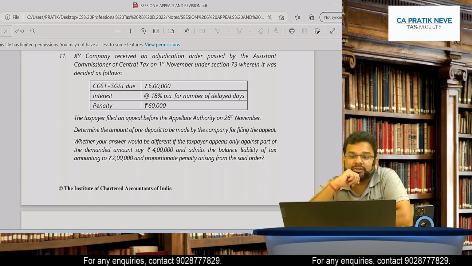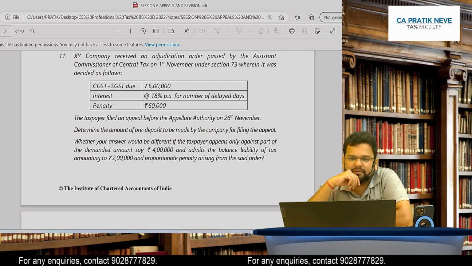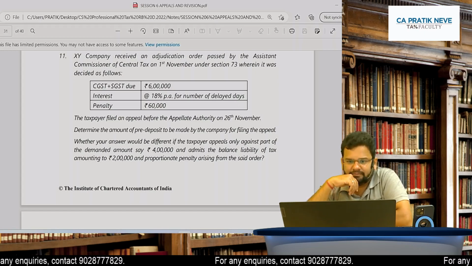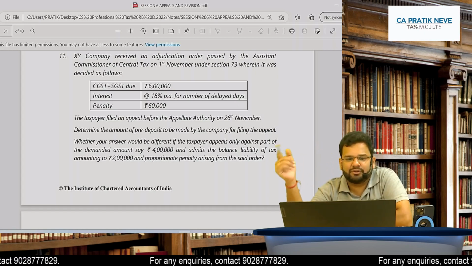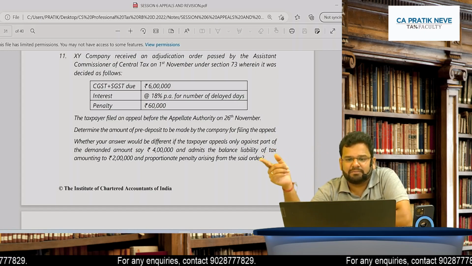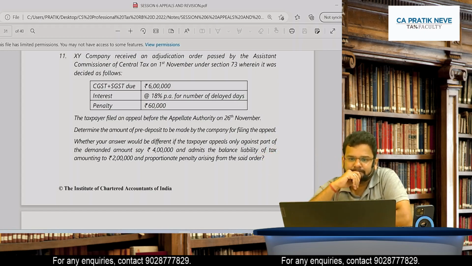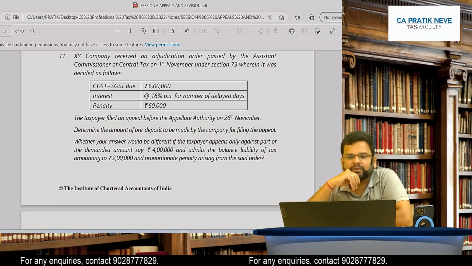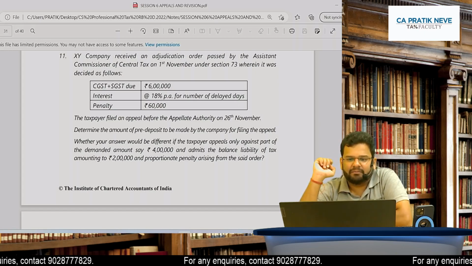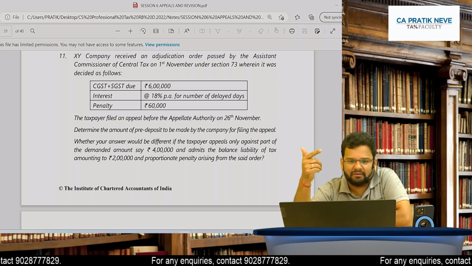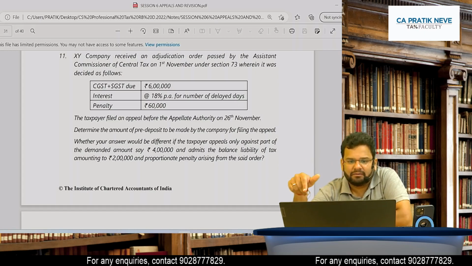XY company received an adjudication order passed by the Assistant Commissioner of Central Tax on 1st November under section 73, wherein it was decided as follows: CGST plus SGST due 6 lakh, interest at 18% per annum for the number of days of delay, penalty 60,000. The taxpayer filed an appeal before the Appellate Authority on 26 November. Determine the amount of pre-deposit to be made by the company for filing an appeal.